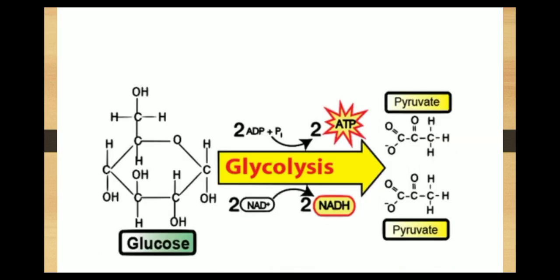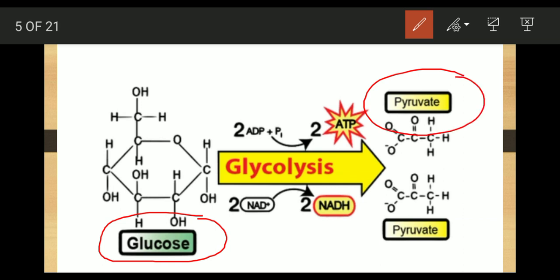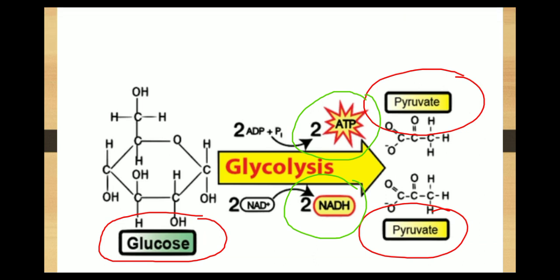So this is the arrow diagram. This arrow diagram indicates the whole process of glycolysis. Here glucose breaks down and forms two molecules of pyruvate, which is a 3 carbon compound. Also, with it, 2 ATPs and 2 NADHs are released. So this was the basic concept of glycolysis here, guys. Now let's move on.